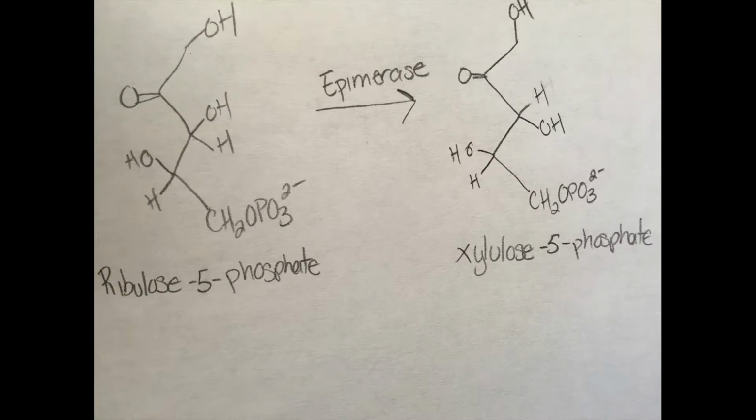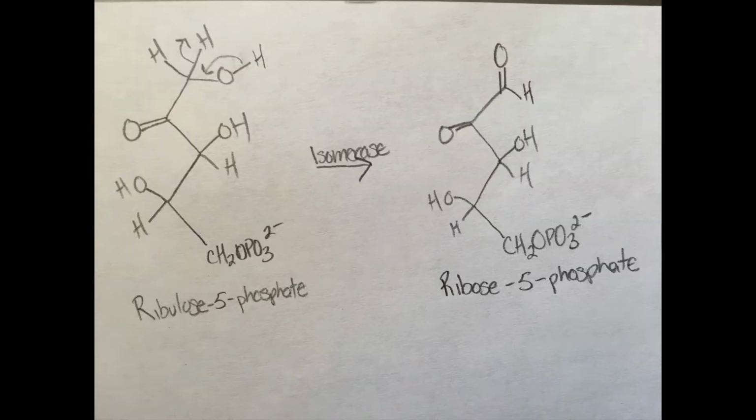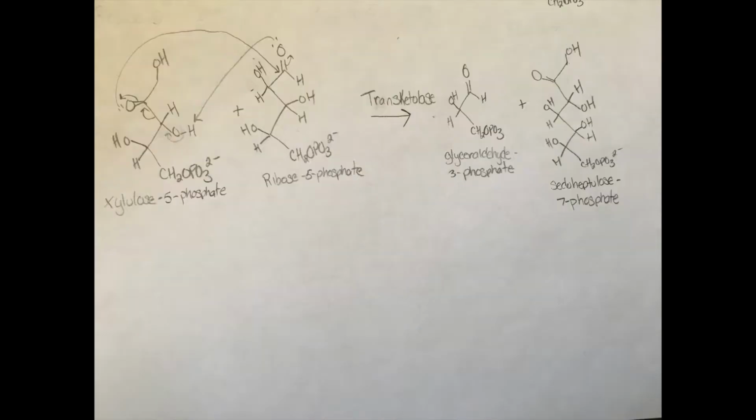Next, ribulose 5-phosphate is used in two different types of reactions. The first shown is with an epimerase, which interconverts the stereoisomers ribulose 5-phosphate and xylulose 5-phosphate. Next, isomerase converts the ketose in ribulose 5-phosphate to an aldose, ribose 5-phosphate. Next, xylulose 5-phosphate and ribose 5-phosphate are reacted together with the transketolase, which takes 2 carbons from the xylulose 5-phosphate and adds them to the ribose 5-phosphate to create glyceraldehyde 3-phosphate and sedoheptulose 7-phosphate.